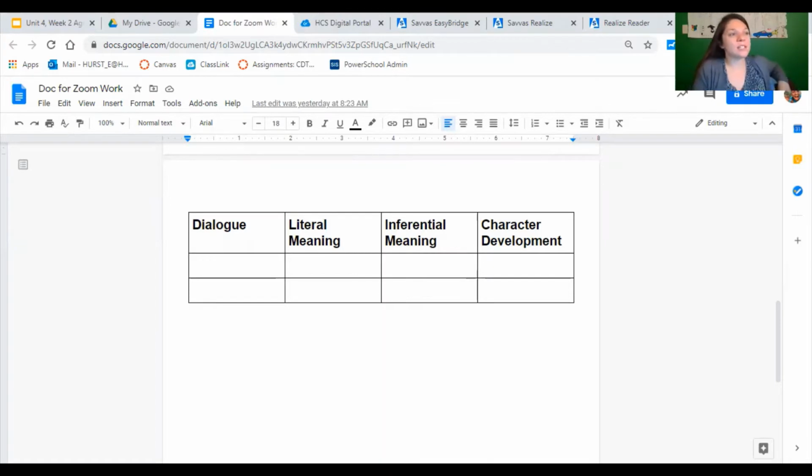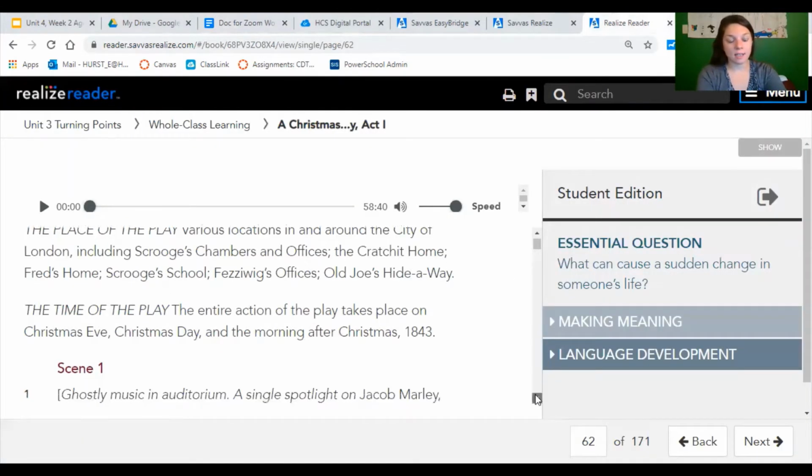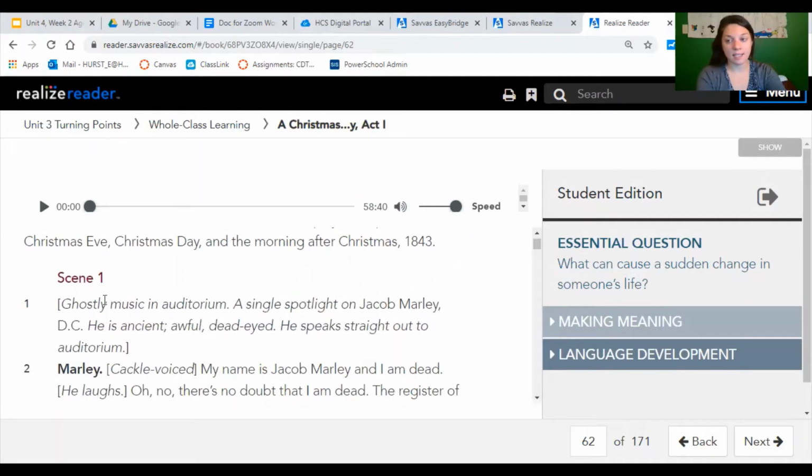Okay, so what we're going to do today is look at how dialogue helps to develop the characters in a story. Interestingly, in a play, it's pretty much all dialogue or stage direction. So when you look at it, anything that is in italics and brackets is going to be stage directions, but anything that's not, like "My name is Jacob Marley and I am dead," that is dialogue because it's people talking.